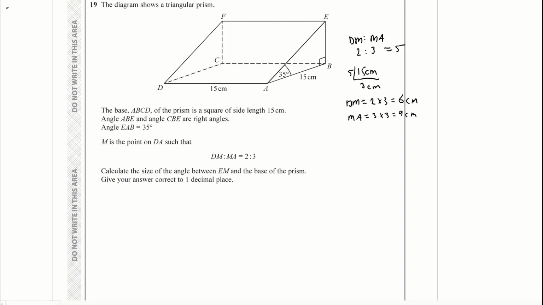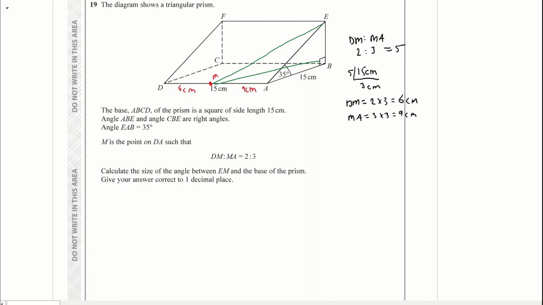So marking them onto my diagram here, I have D to M. So let's mark that in about here. There's M, that's 6 centimeters. And from M to A as 9 centimeters. So that's the first thing I've done. Then it tells us, calculate the size of the angle between EM and the base of the prism. So let's connect E to M with a line with our ruler. And I have then a line from the base M to the corner B.